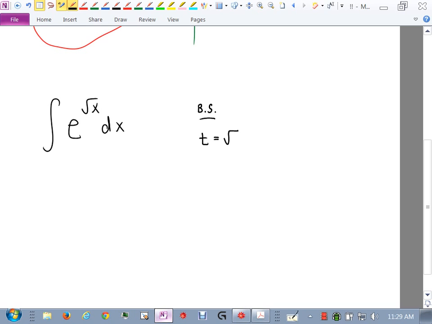t is square root of x. How do we do basic substitution? Make the substitution, then take the derivative on both sides of that, right? The derivative of t is dt. The derivative of root x is 1 over 2 root x dx.